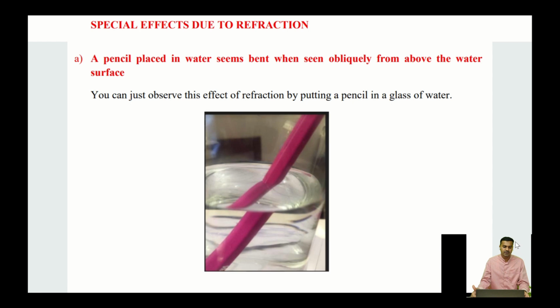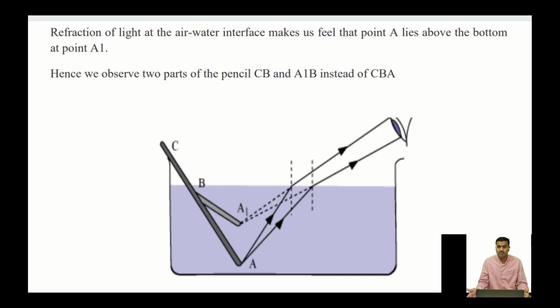The first one is this. The pencil placed in water seems bent when seen obliquely from above the water surface. Now, this is a general example in day-to-day life. When you immerse a pencil or a spoon in water, it appears to be bent. Why does this take place? Definitely, it is due to refraction.